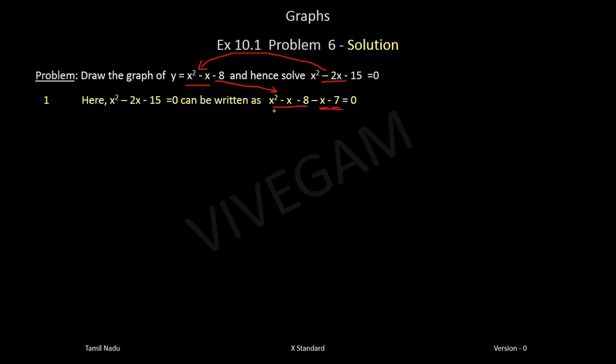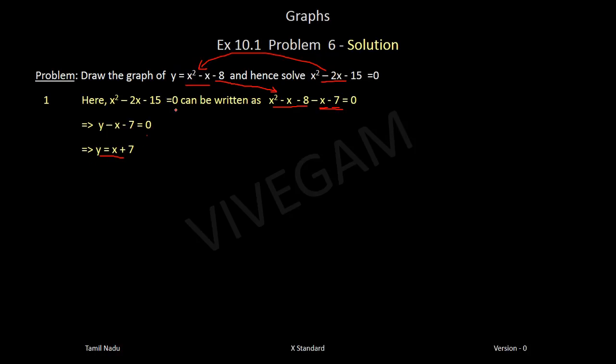Okay, so now what can we do? This x square minus x minus 8 is nothing but y. So this whole thing can be replaced as y, right? So this will become y minus x minus 7 equal to 0, or y will be equal to x plus 7. So what have we done? We have written this equation which needs to be solved in terms of this. So this equation is basically y equal to x plus 7.